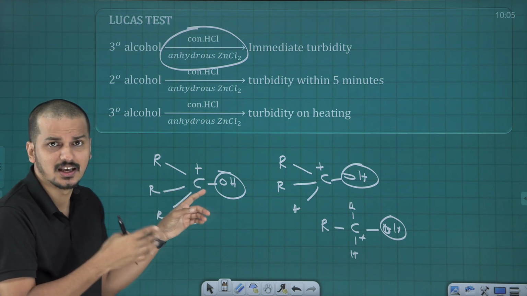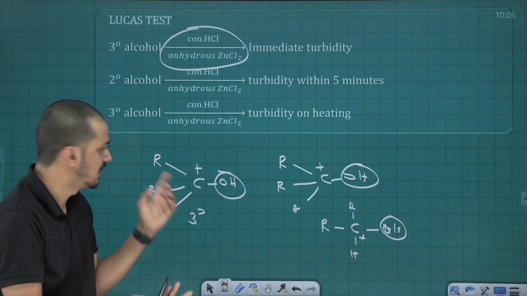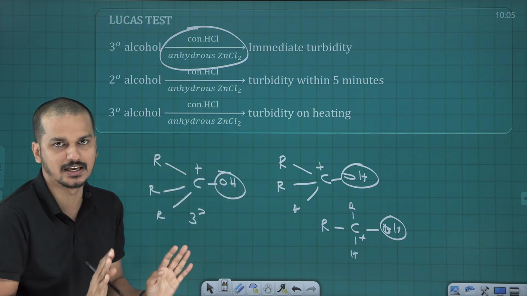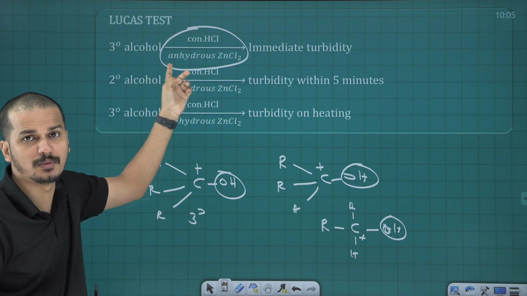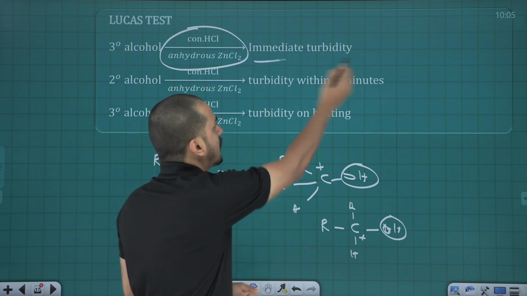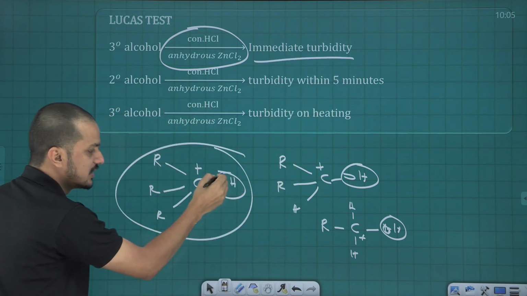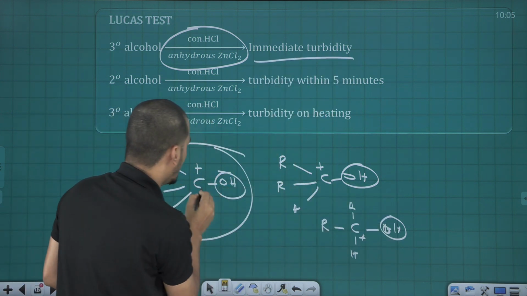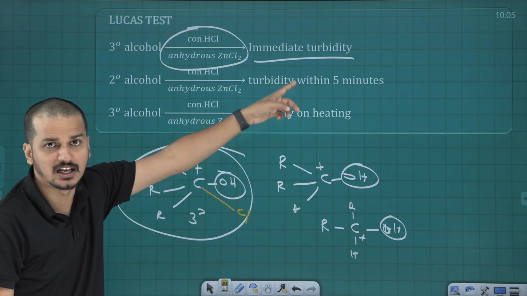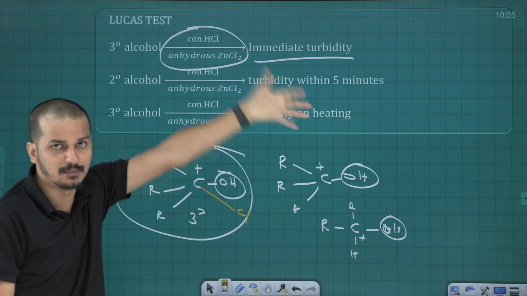Here you can understand easily: the more stable the carbocation, the more easily you will get haloalkane. If it is a tertiary alcohol, you are getting the more stable tertiary carbocation, so easily they will give turbidity. Instead of this OH, here Cl is coming and attaching, and that haloalkane gives the turbidity. So tertiary alcohol will give immediate turbidity.